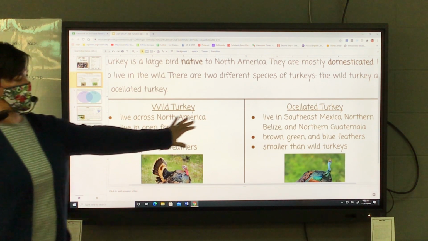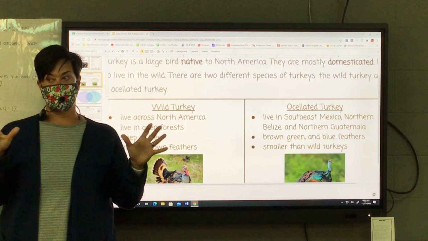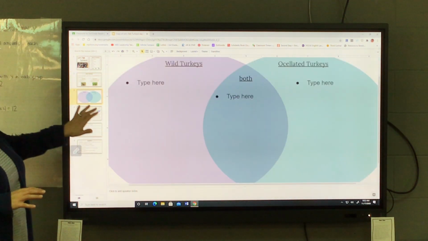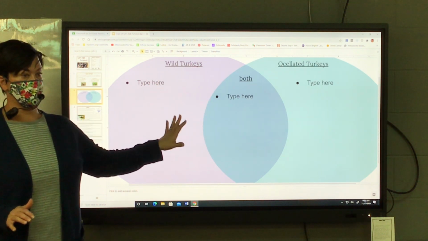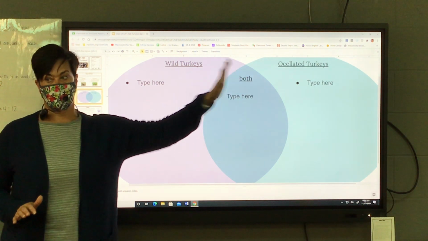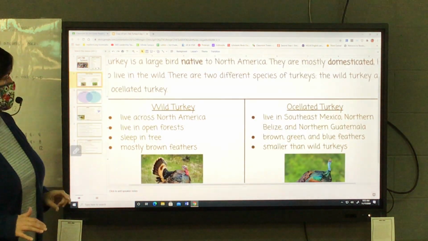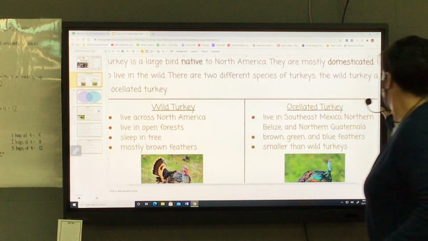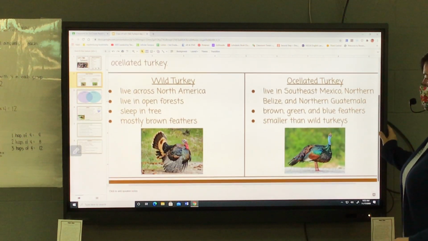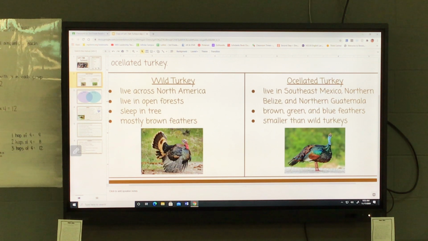Okay, so use this information to type in things that are different between the 2 turkeys. But make sure that you are typing the wild turkey information on this purple side and the ocellated turkey information over on the blue side. Can everybody see that all right? So then you aren't having to go back and forth between one slide to the next.